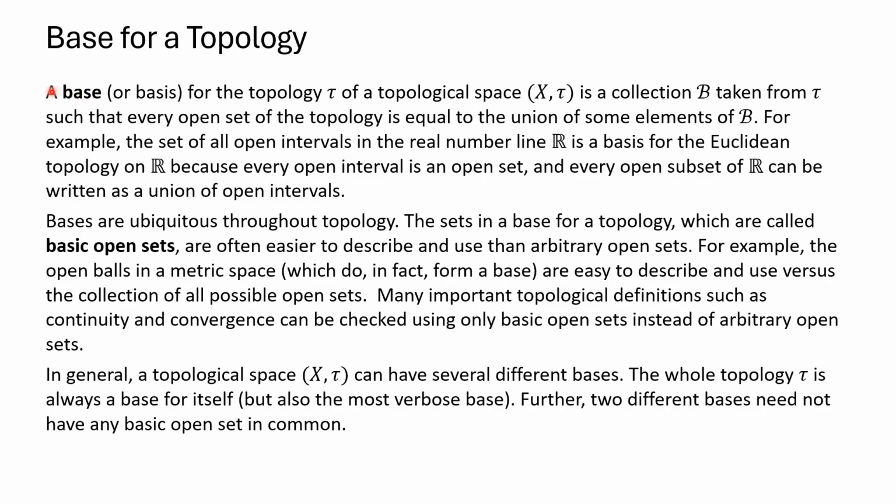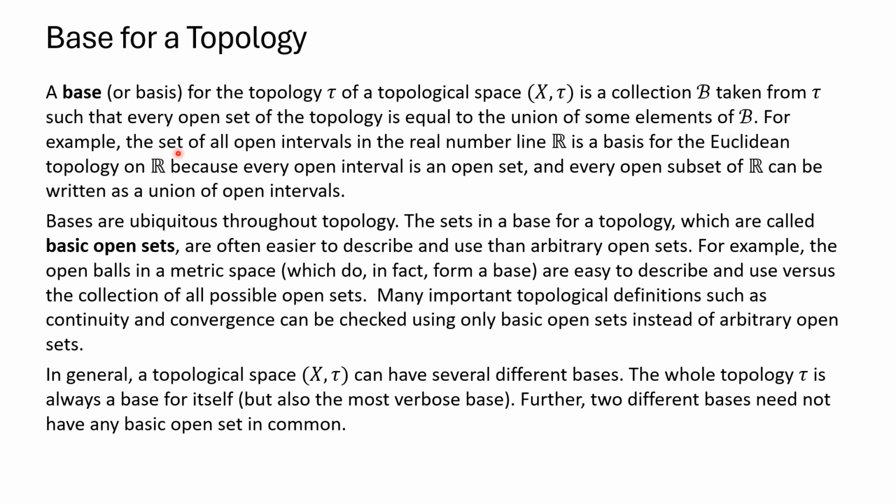The first sentence is the definition I gave much earlier in this series of lessons on topological spaces, but let me repeat it here. A base or basis for a topology tau of a topological space X, tau is a collection B taken from tau such that every open set of the topology is equal to the union of some elements of B. So it's basically a way of generating your entire topology from some subset of the open sets.